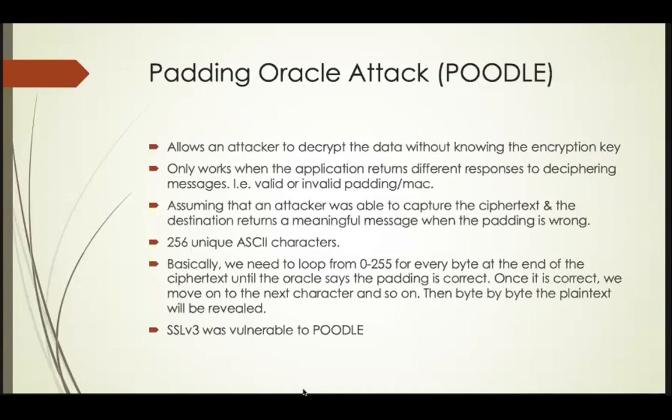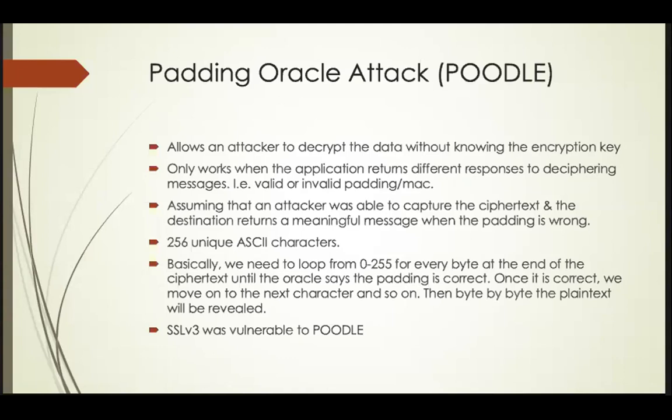Now, for ASCII characters, you only have 256 unique characters, basically, okay? So it's really easy to have a loop that will go through the 256 unique characters until you have the correct padding, okay? So if you looped at the last byte, at the end of the ciphertext, until the oracle says that the padding is correct, you actually have the right padding. Now you move on to the next character from the back and do the whole thing again.